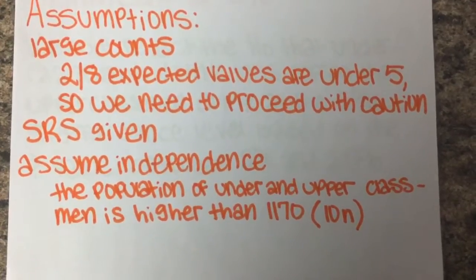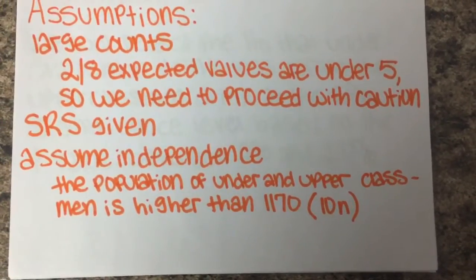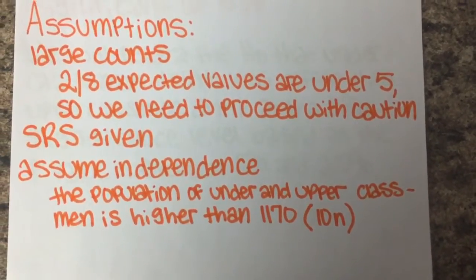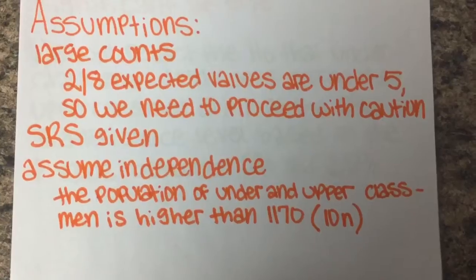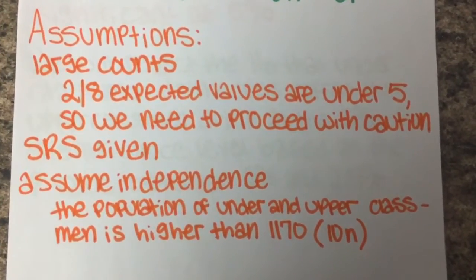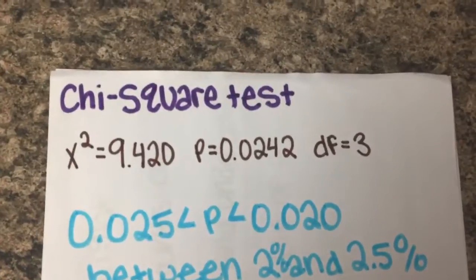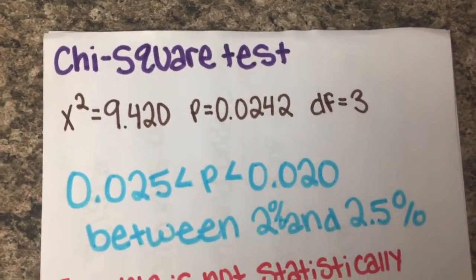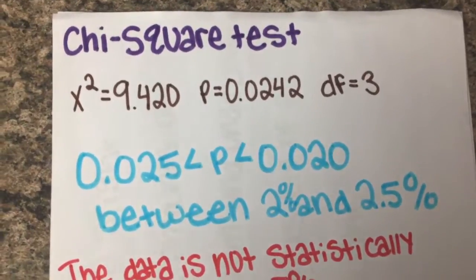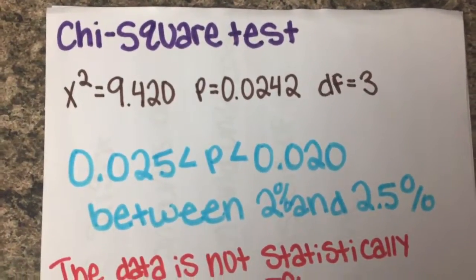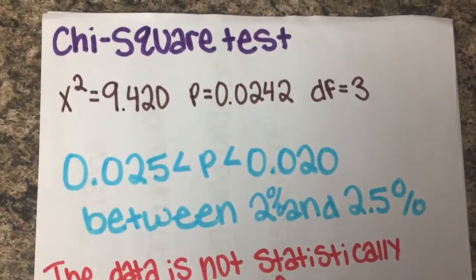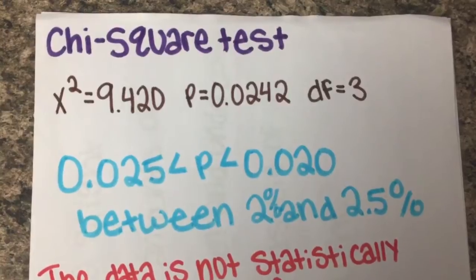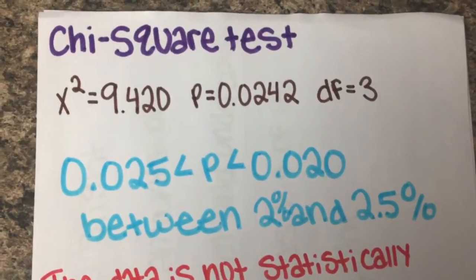And then the last part was you have to assume independence, and we can definitely assume that the population of under and upperclassmen in all high schools is definitely higher than 1,170 because that's 10 times n, and my n, which was how many surveys were conducted, ended up being 117. So then you need to label your test, and mine was a chi-square test, and from that I got a chi-square value of 9.420, which gave me a p-value of 0.0242, and the degrees of freedom ended up being 3.